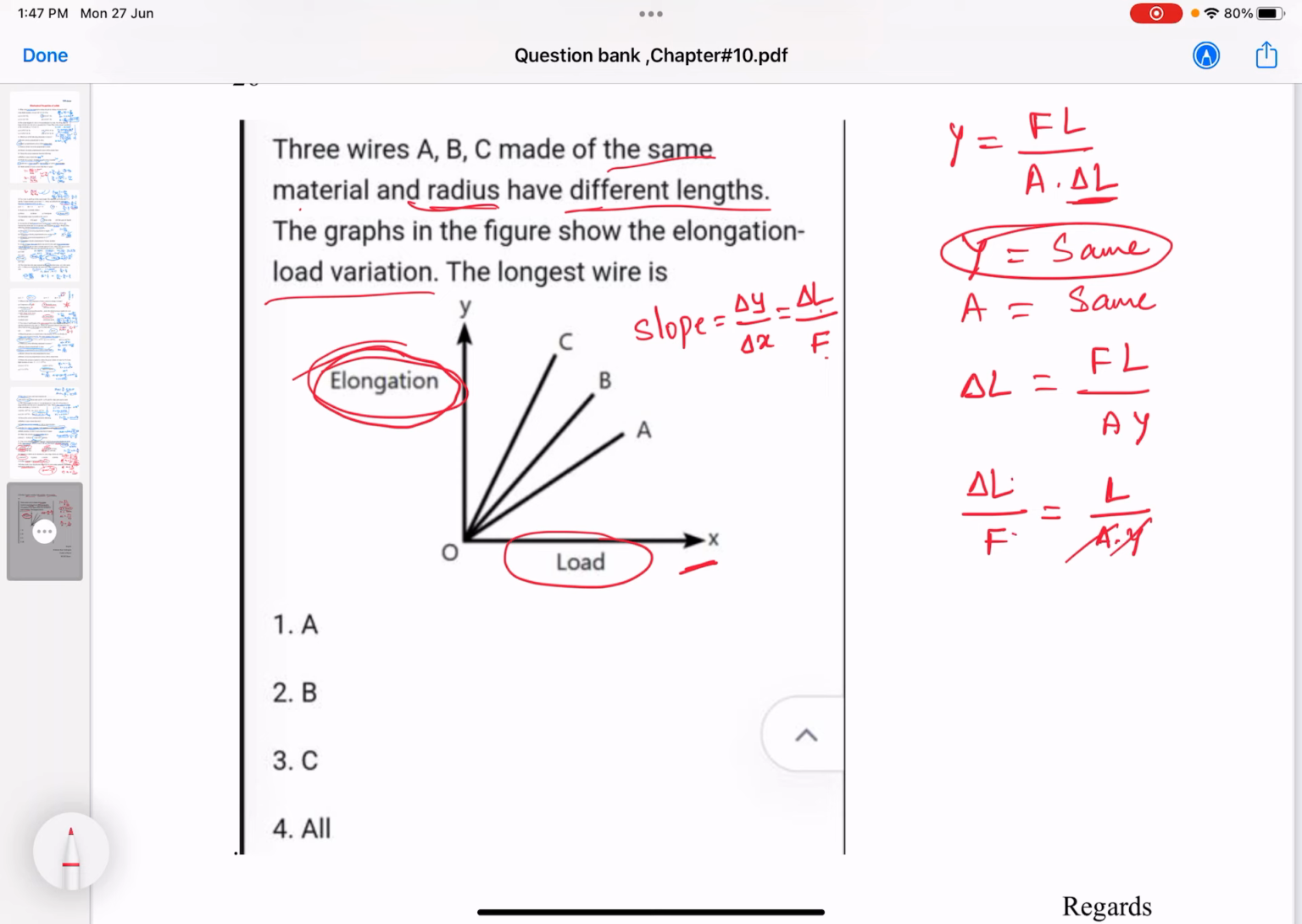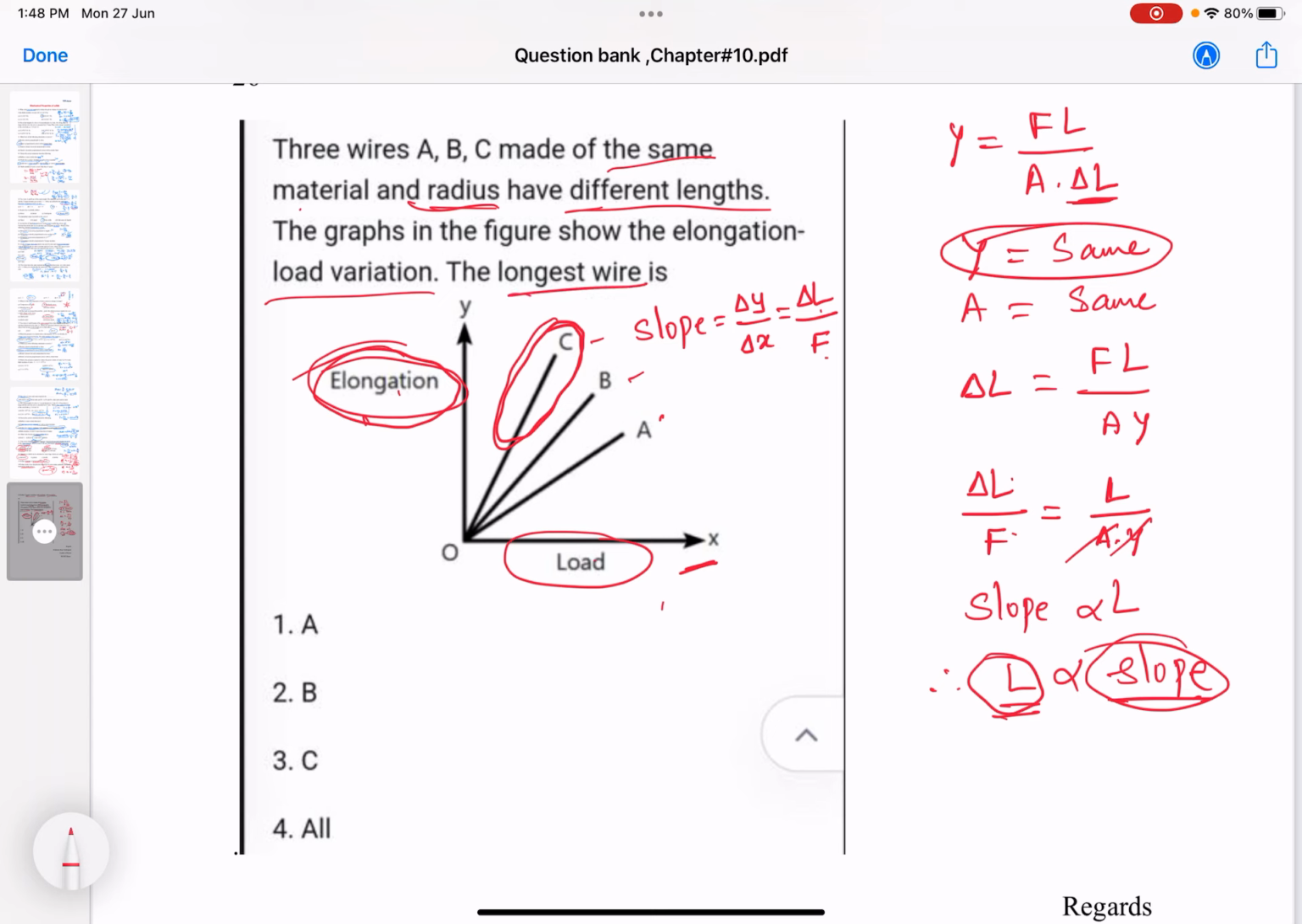So delta L by F is nothing but slope of elongation versus load curve. Slope is directly proportional to length. So length is directly proportional to slope of elongation versus load curve. If slope is more, length is also more. If slope is less, length is less. So among A, B, C curves, which one is having largest slope? Curve C is having largest slope. So if slope is more, length is also more. So the longest wire is wire C.